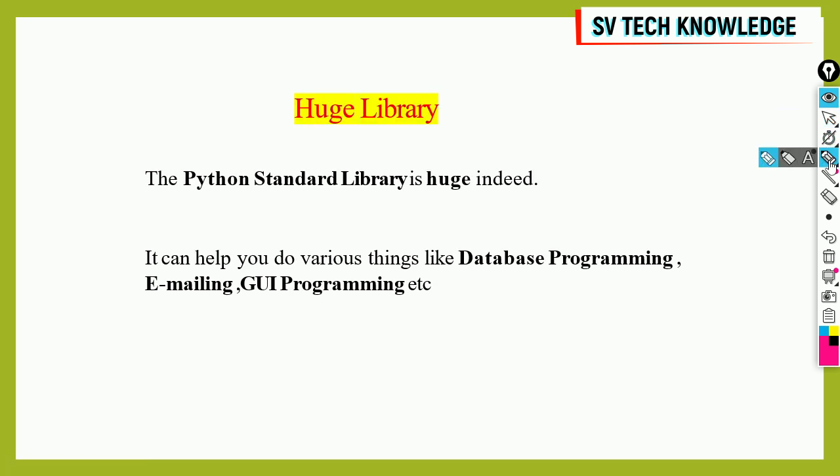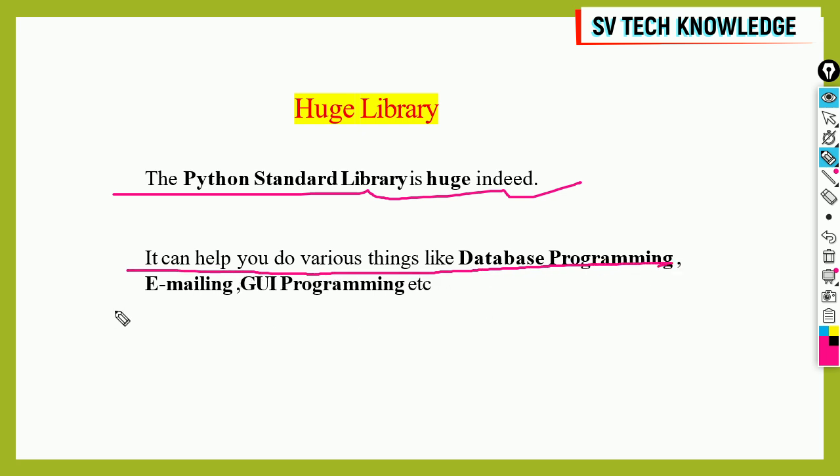So, huge library. As we discussed earlier, we have huge libraries like NumPy, Pandas, Scikit, TensorFlow. All these are libraries which are used in different domains. The Python standard library is huge indeed. It can help you do various things like data programming, emailing, GUI programming, etc.